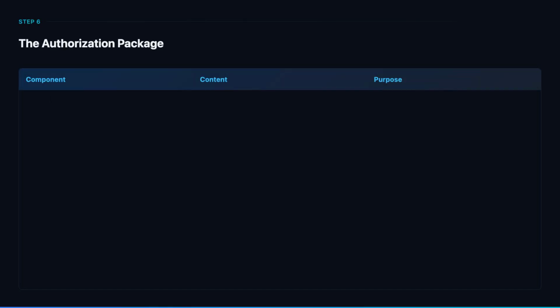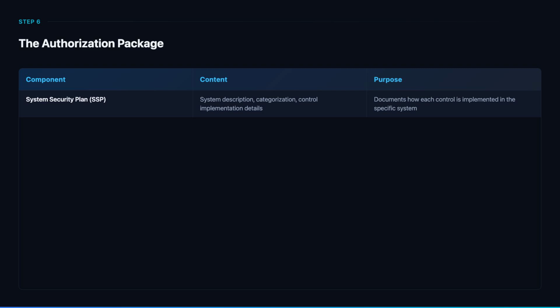The authorization package is the evidence base for the ATO decision. Here are its key components. The system security plan is the cornerstone of the authorization package. It describes the system, its boundaries, its categorization, and provides detailed documentation of how each selected control is implemented.